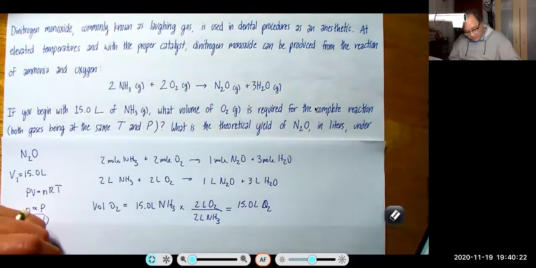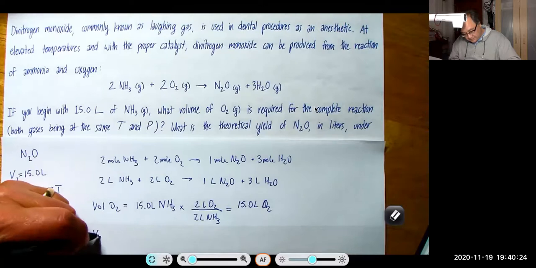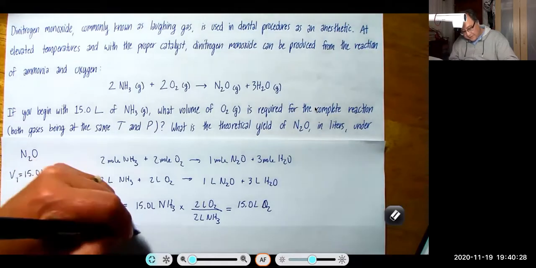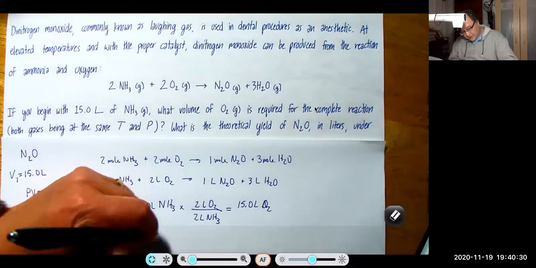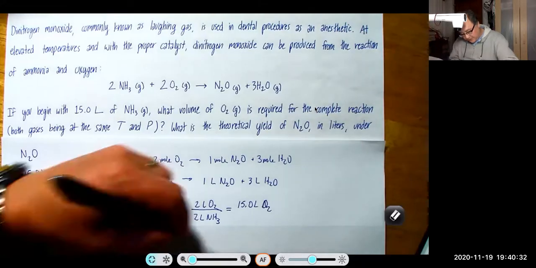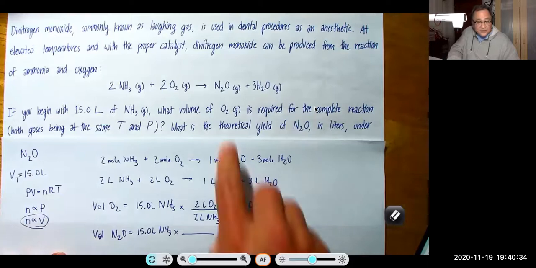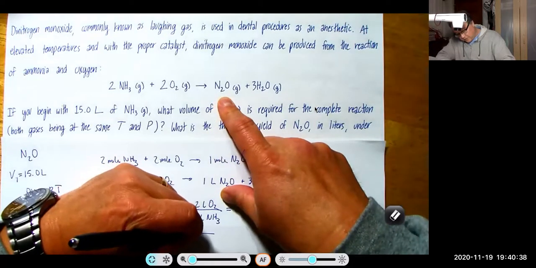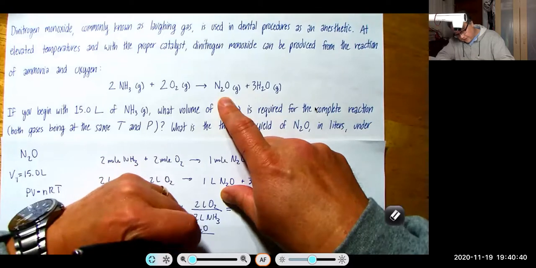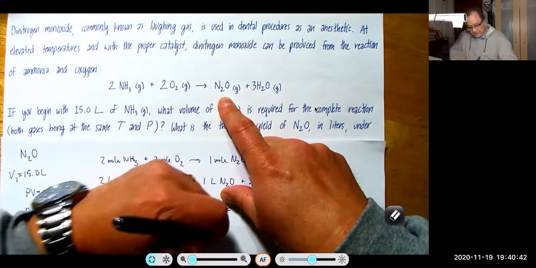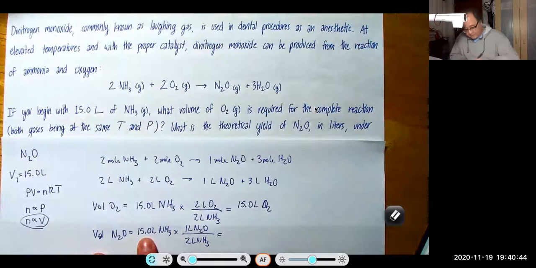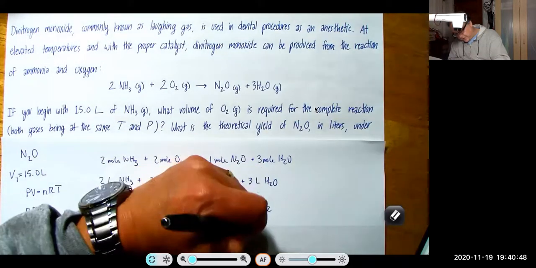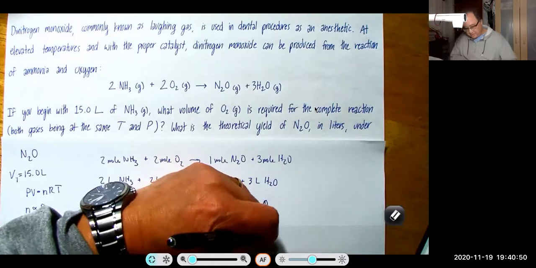Now, how do we get the volume of N2O? That's going to be 15.0 liters of NH3 times, according to the equation, 1 liter of N2O per 2 liters of NH3, which ends up being half of that, which is 7.50 liters of N2O.